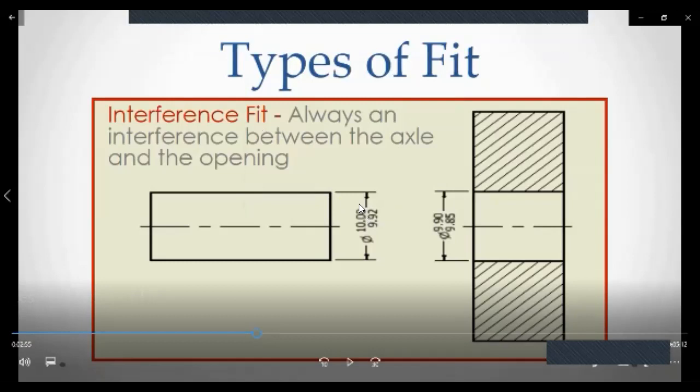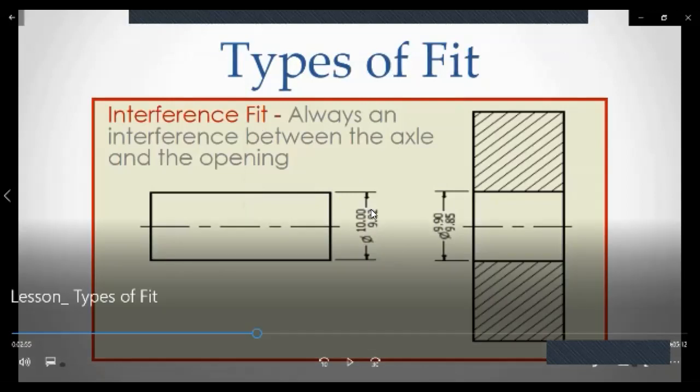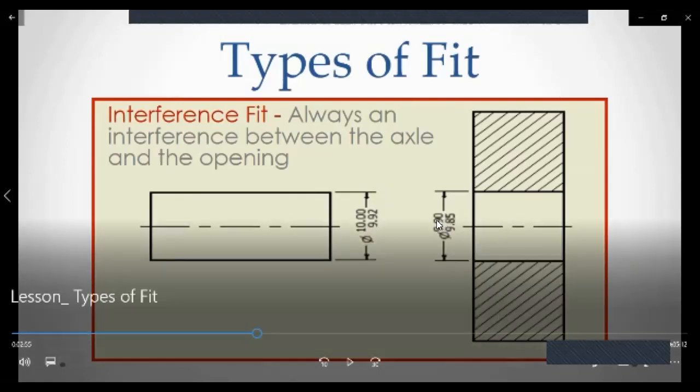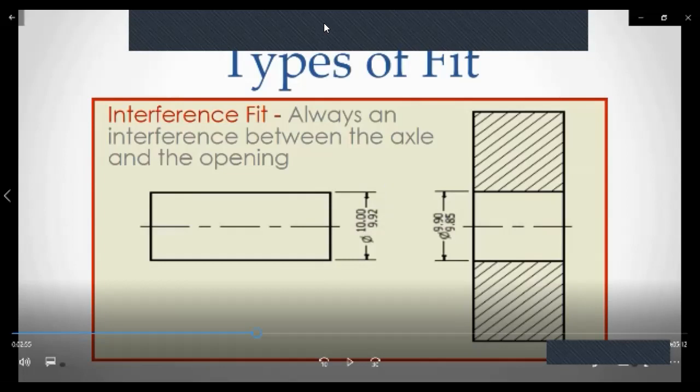So how will we check that? You see, what is the minimum shaft size that we can have? 9.92. Right, 9.92 is the minimum shaft size that we can have. And what is the maximum hole size that we can have? 9.9, isn't it? You still would have an interference, right? Because this is the maximum size of hole, 9.9, but still the shaft size, which is minimum, is 9.92, so this will not fit. 0.02, right, is the interference that you will have, minimum amount of interference. Clear?